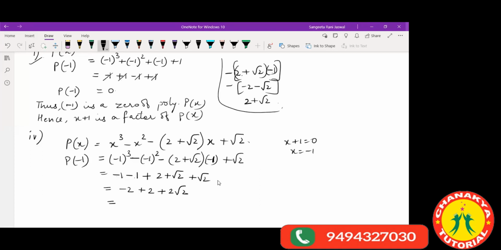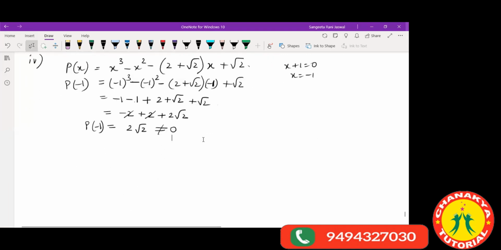So I have written it like this. Okay, so here minus 2 and plus 2 get cancelled, and we are just left with 2 root 2. Here I can observe that this polynomial is not equal to 0, and thus I can say that minus 1 is not a 0 of the polynomial, and hence x plus 1 is not a factor of p(x). Okay?